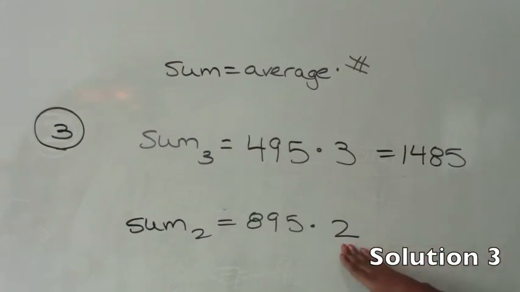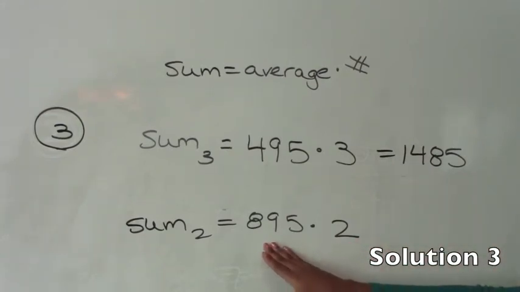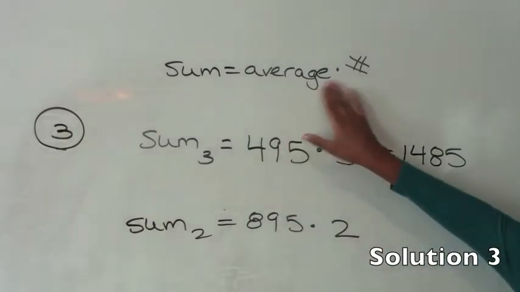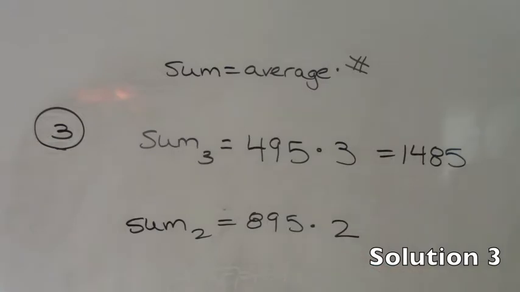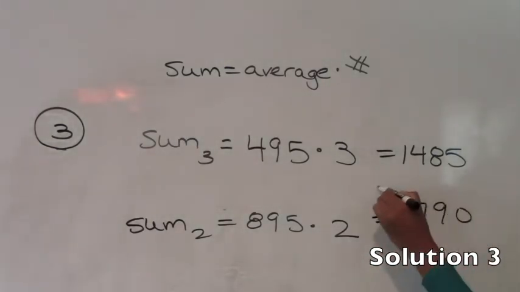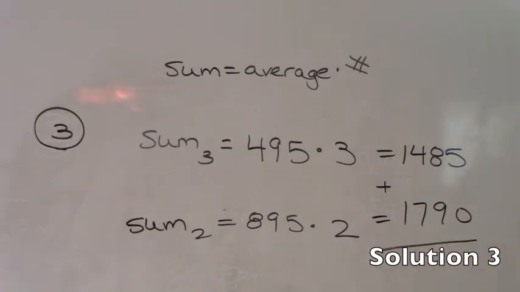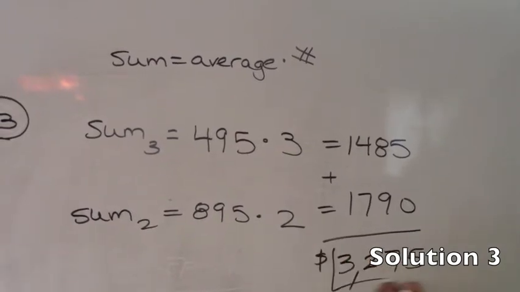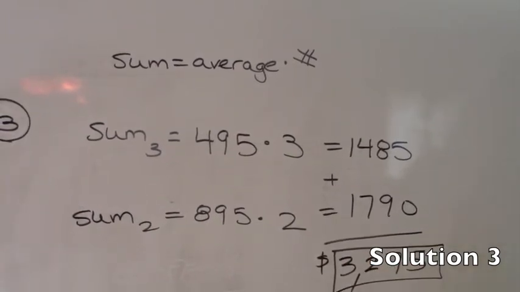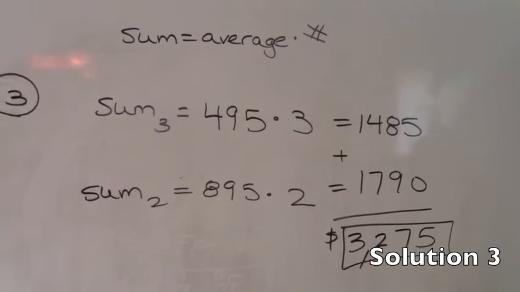For the other 2 paintings, they sold at an average of $895 each. So the average times the number of numbers is $895 times 2, which is $1,790. And then the total that he grossed would be the sum of these 2 numbers, which is $3,275. So he grossed $3,275, and you have to type that into the solution box.